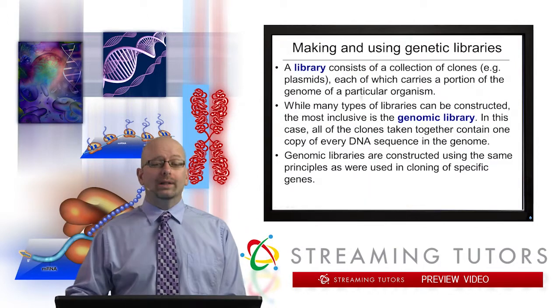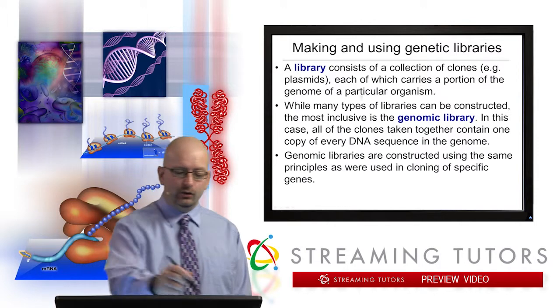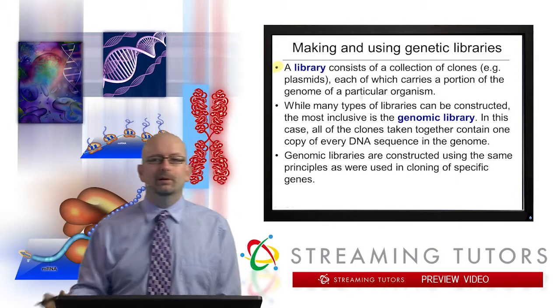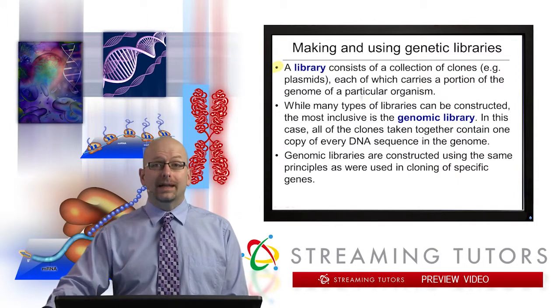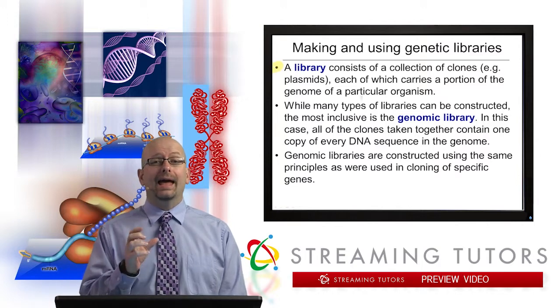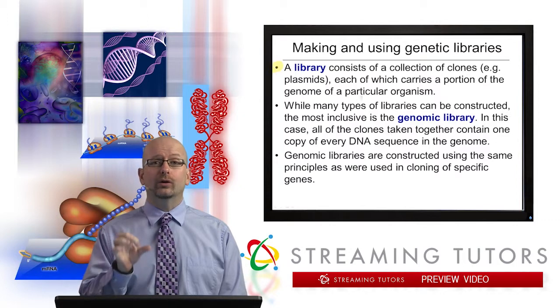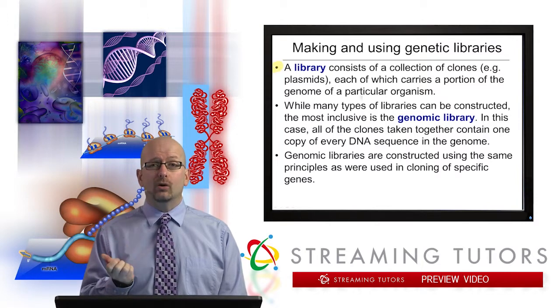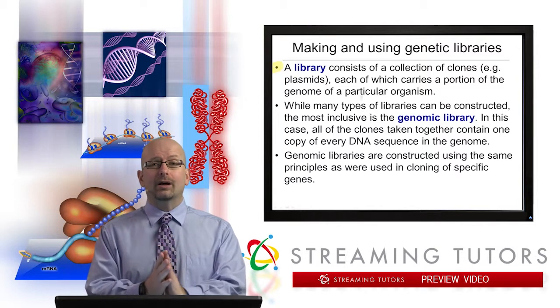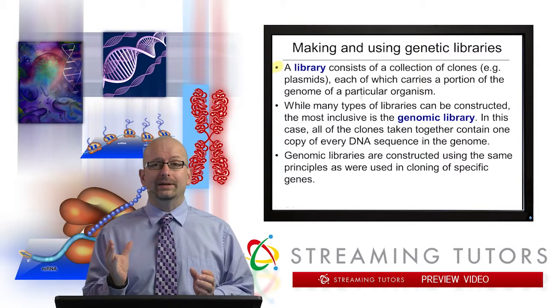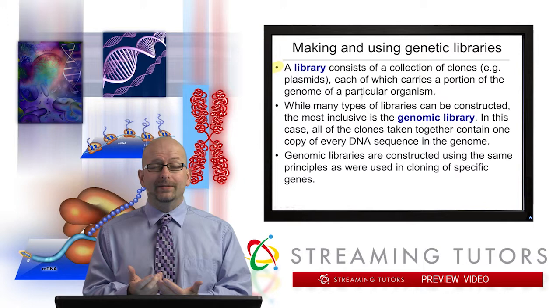So, what a library actually is, I know you know what the regular one is, the big building, but it's a collection of clones, and they don't have to be, but we're going to say that those clones are individual plasmids, each of which carries a single portion of the genome of a particular organism. So in other words, the net sum of all of these plasmids together would represent all of the information in the genome of the organism.